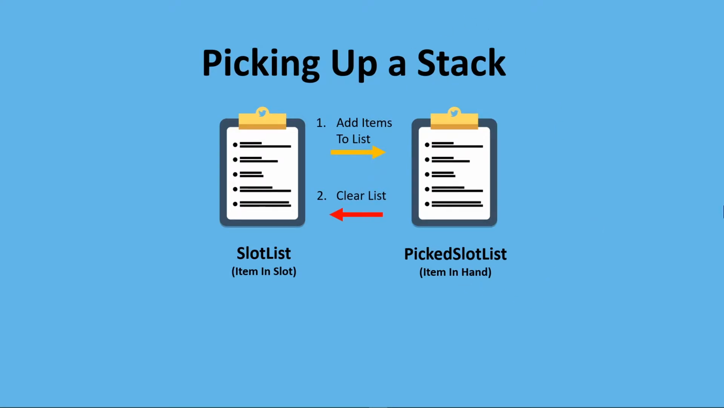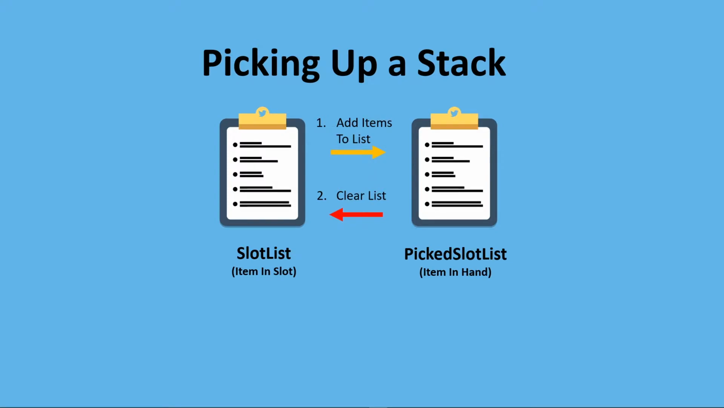So what we're going to do is just when we pick up a stack, so assuming nothing's in our hand, we pick up a stack of items. And right now we're talking about stacks, but in a later tutorial, we'll talk about how to move individual items. We are going to add all of the items in the slot list, which is the object variable AOT list that we have on our item game object. We're going to add all of those items to the object manager pick slot list. Then we're going to clear that list. That's pretty simple.